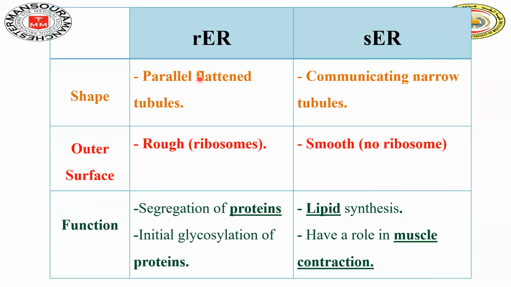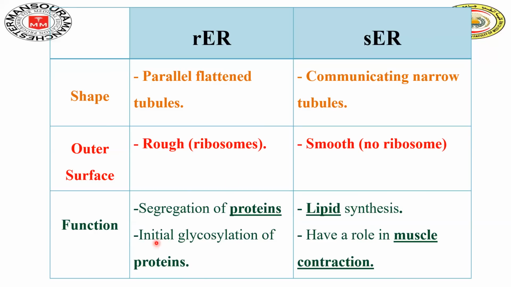Lastly, the function. Rough endoplasmic reticulum, as I mentioned, has ribosomes, so its function will be dealing with proteins. Ribosomes are the factory for synthesis of proteins, as you know. So the function of rough endoplasmic reticulum is to segregate. Segregate means separate. It separates the proteins synthesized by ribosomes attached to its outer surface inside its lumen, inside its cavity. So it separates these proteins from the cytoplasm.